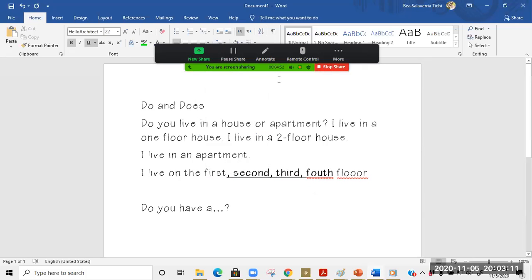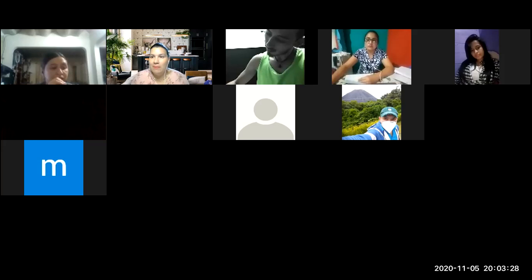Por cierto, en su diccionario están en la parte donde está el calendario, ahí pueden ver los números ordinales que se ocupan con el calendario también para fechas. Y para pisos en ese caso también. So I live on the first floor. Para aquellos que viven en apartamento. ¿Quiénes viven en un apartamento?